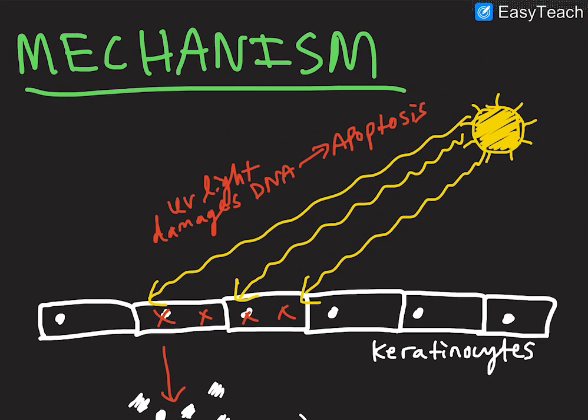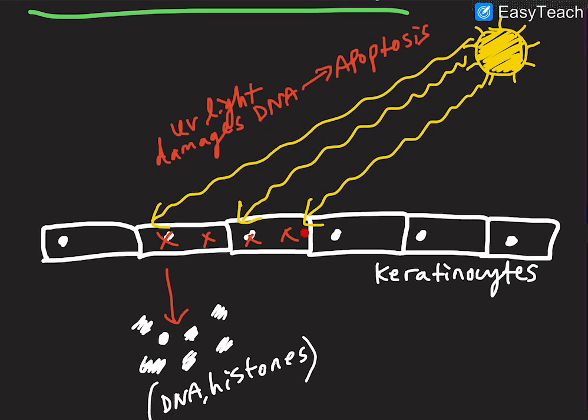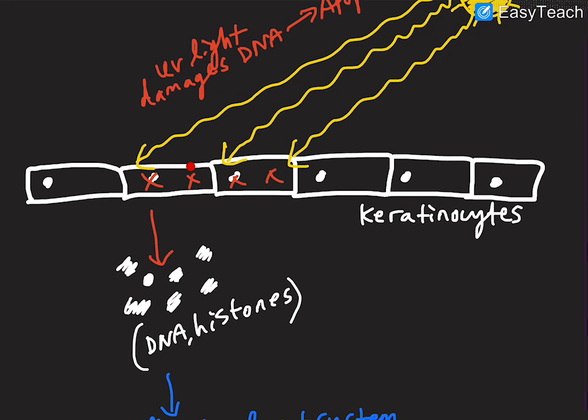The most famous mechanism is UV rays that come from the sun. We're going to take the example of UV rays damaging your keratinocytes, so your skin cells. If they damage your skin cells, normally what happens is you get apoptosis. Remember, apoptosis is non-inflammatory. There's no inflammation associated with it. So if you have apoptosis, you get cell destruction, and macrophages usually come in, clean it up, and you're good.